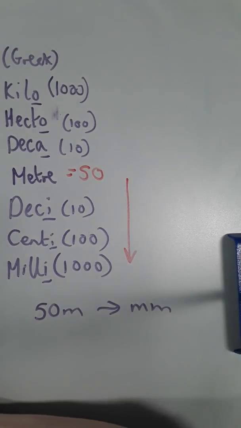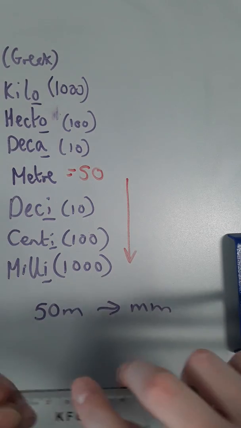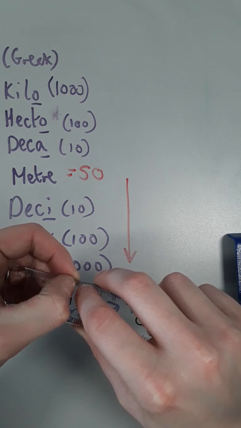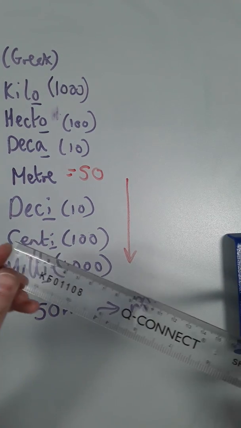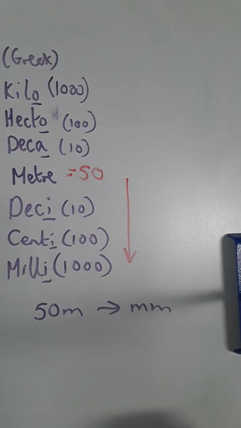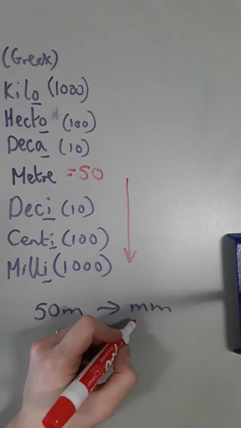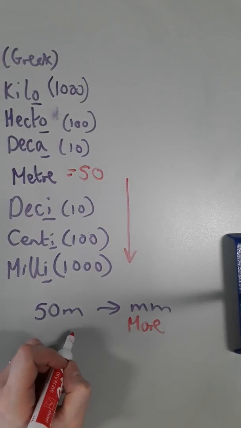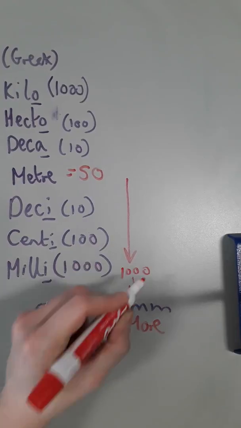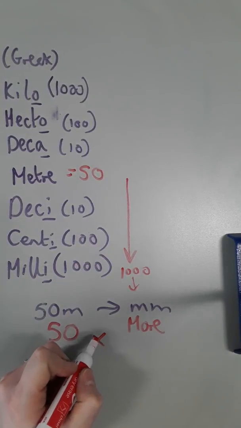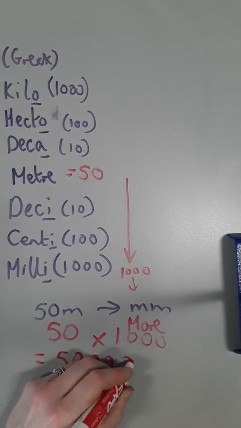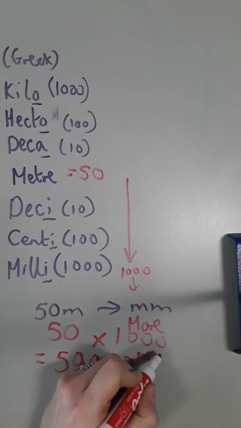Now, millimetre's tiny. If I get a ruler, okay, that is just one small length here. So that tiny gap is a millimetre, okay? So there's 1,000 of those in 1 metre, hence why it's called milli, because milli means 1,000 in Latin, centi means 100, and deci means 10. Okay, so that means I'm going to have more. So if my object's going to get bigger, I'm going to times. And milli means 1,000. So I'm going to take my 50 and I'm going to times it, because I'm expecting more of them, by 1,000. So that's going to give me 50,000 millimetres.